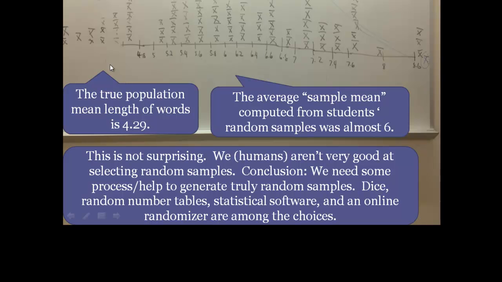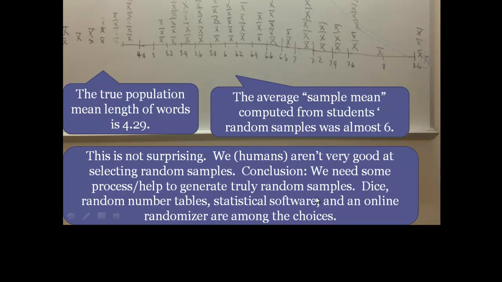First of all, the true population mean is down here. It looks like when people picked the words they missed, the mean that they selected as a class would have been somewhere up here. In fact, if you use all of the data that students collected, the 95 students and all 10 words, so 950 words, the average that they had was about 5.8, but the real average is 4.29.